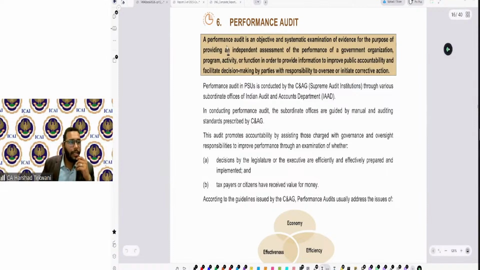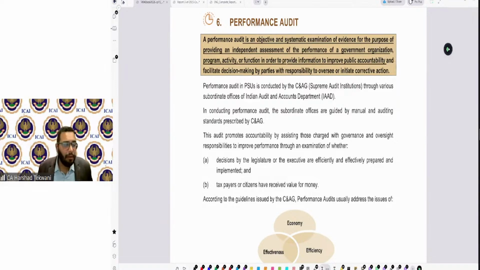Performance audit is an objective and systematic examination of the evidence for the purpose of providing independent assessment of the performance of a government organization, program, activity, function in order to provide information to improve public accountability, facilitate decision making by parties with responsibility to oversee or initiate corrective actions. Okay. Again, I know you might not have understood, so I'll explain with an example.